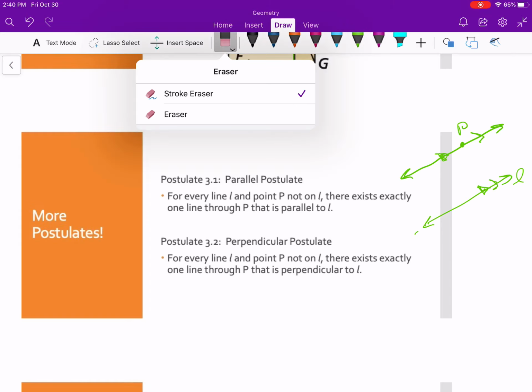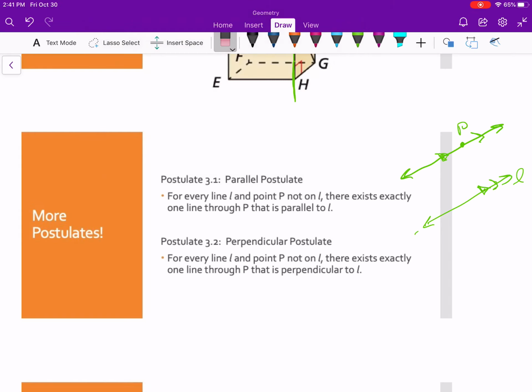The perpendicular postulate works just the same, except instead of parallel through point P, we're talking about perpendicular. So here's point P again. There's only one line through point P that's perpendicular to line L. Like I can't draw another line like this. Okay, that's a no-no.